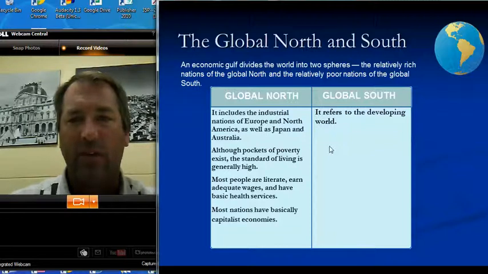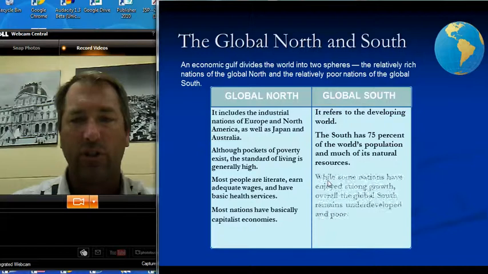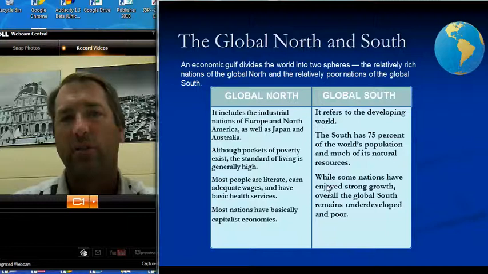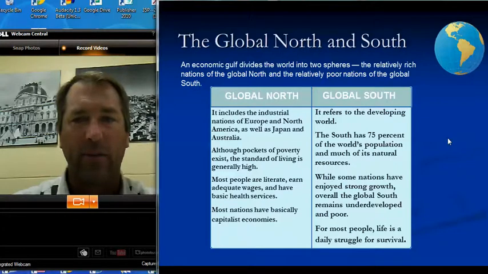Whereas the global south refers to the developing world, which is a pretty good size of the population. Some of these members of the so-called global south have developed more, but some, usually due to ethnic or religious or political strife, have remained quite poor, disadvantaged, and have remained in the global south.